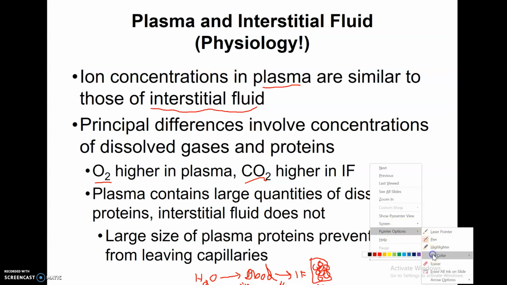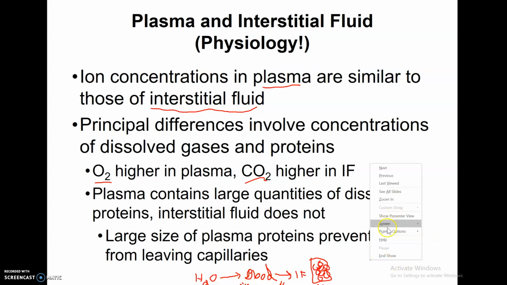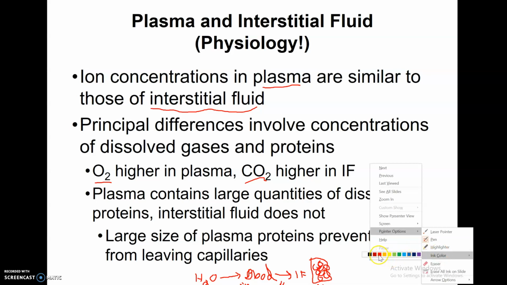Pointer options, ink color. Oh, so sorry, folks. All right. I'm sorry, I really do need to get better at this.